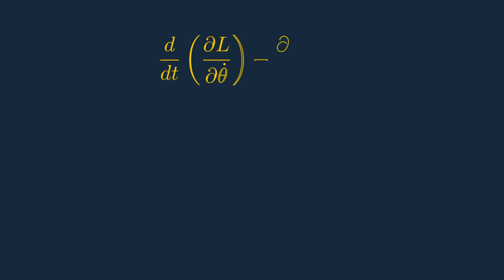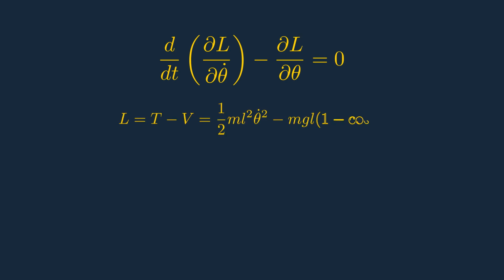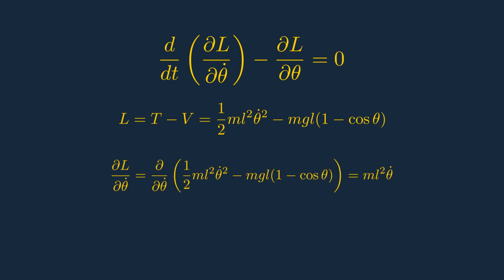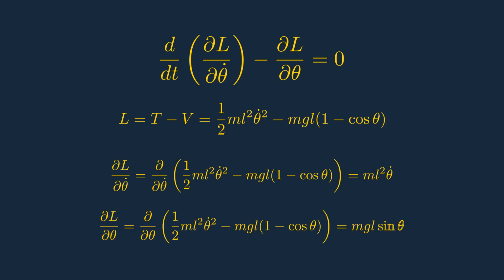Now we apply the Euler-Lagrange equation to derive the equation of motion for our pendulum system. Recall from our previous section that the Lagrangian for a simple pendulum is given by the difference between the kinetic energy T and potential energy V. To apply the Euler-Lagrange equation, we first need to compute the partial derivatives with respect to theta dot and theta.